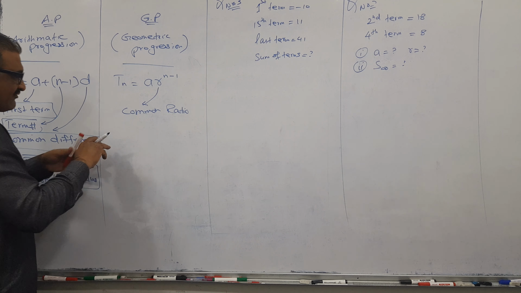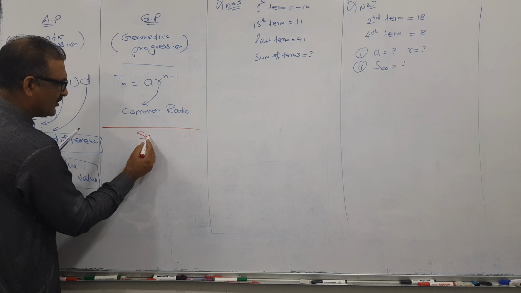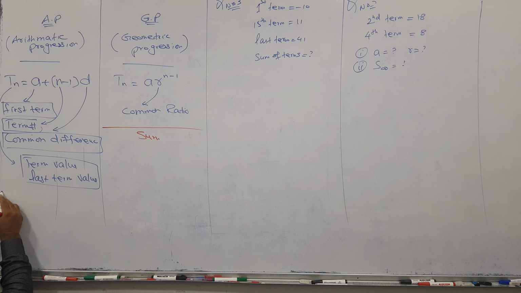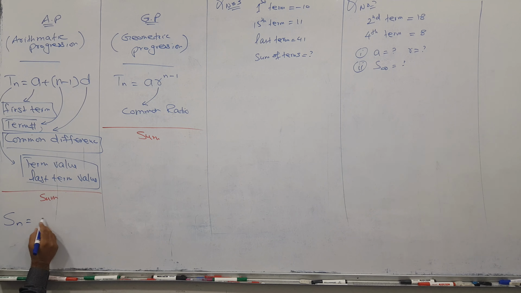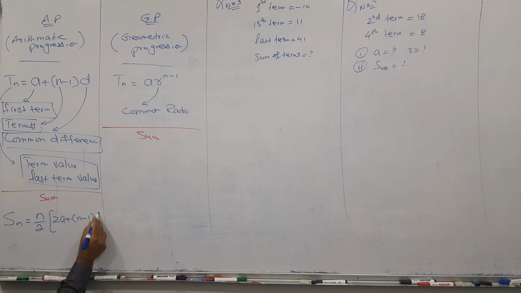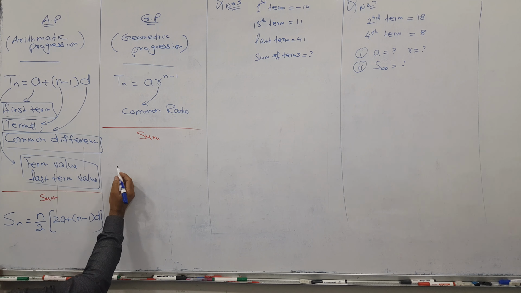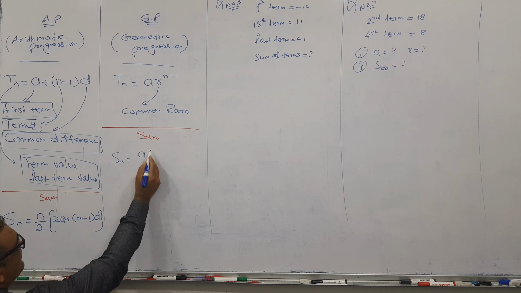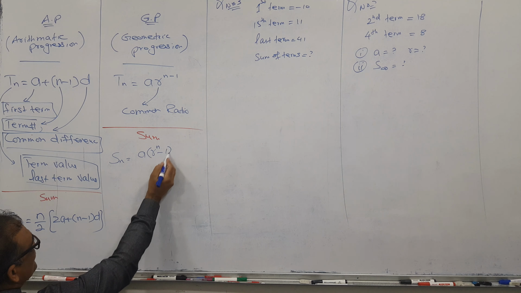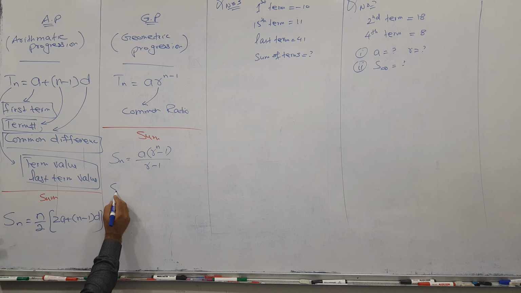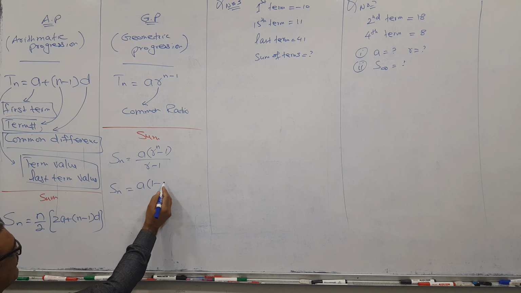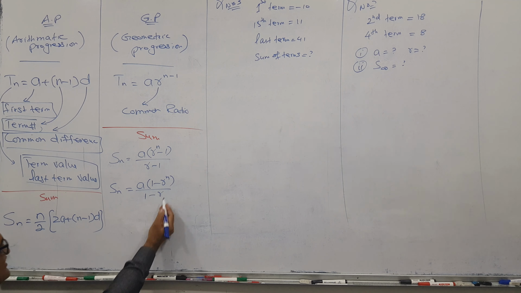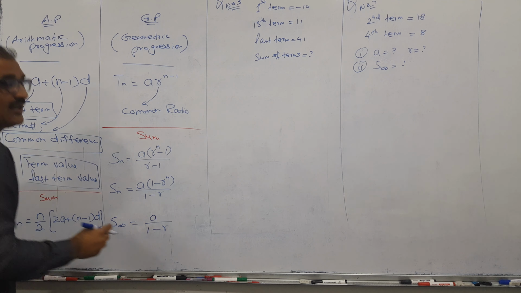Now we have the sum formulas. For AP there is only one sum formula: Sn equals n by 2 into (2A plus (n minus 1) into D). But for GP we have three formulas. Sn equals A (r to the power n minus 1) over (r minus 1). Another formula is A (1 minus r to the power n) over (1 minus r). And another is A over (1 minus r).